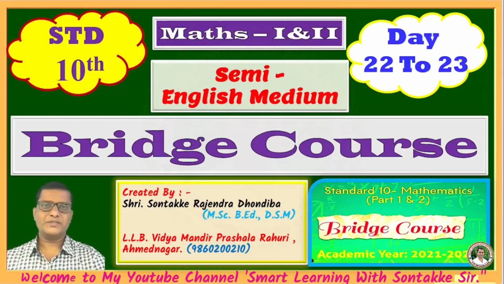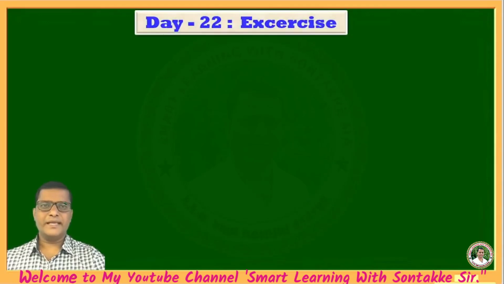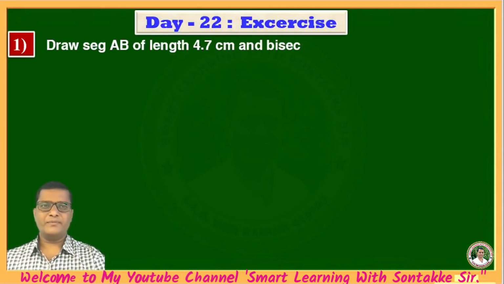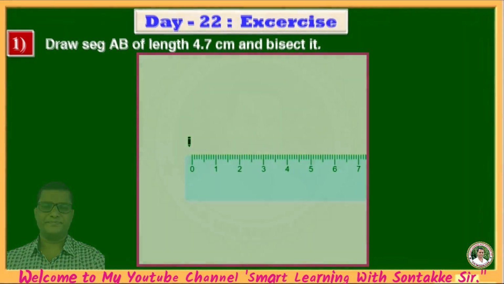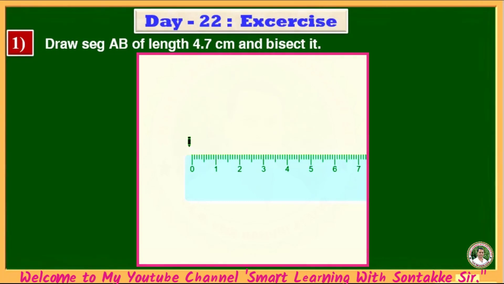Today we are going to study the bridge course of Standard 10, Day 22 and 23rd exercise. Let's go, we will see Day 22nd exercise. In this, first question is, draw segment AB of length 4.7 cm and bisect it. Here, to see the construction, how to construct the perpendicular bisector of given segment. Now we will see the steps of construction.